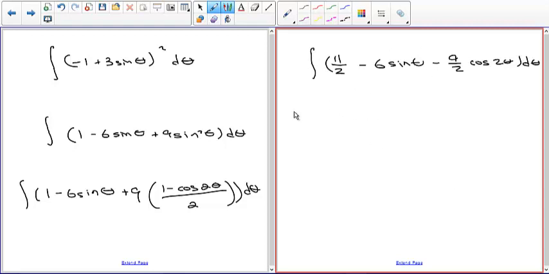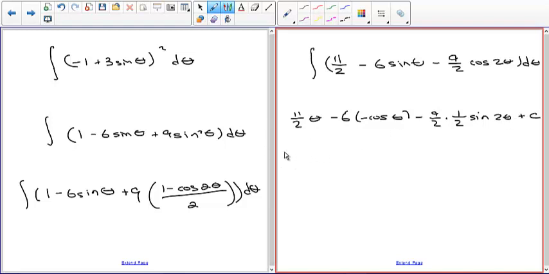Okay, so now we'll integrate. So what you'll get is 11 halves theta minus 6 times minus cosine theta. The integral of the sine of theta, if you look on the other side of your sheet, is negative the cosine of theta. And here we'll get 9 halves. When we integrate this, we'll get the sine of 2 theta, but we'll have a factor of 2 that we have to take into account because of u substitution. So we divide by 1/2, so we'll get sine of 2 theta plus c.